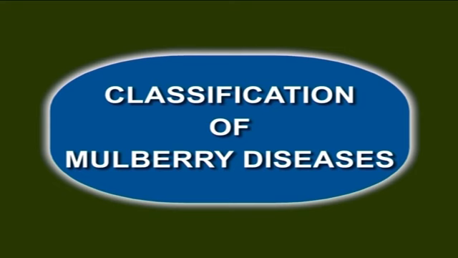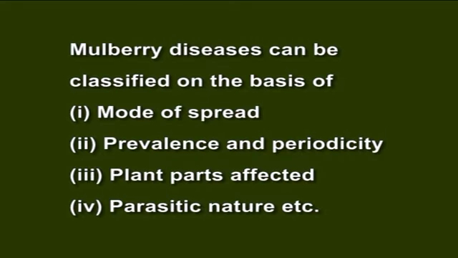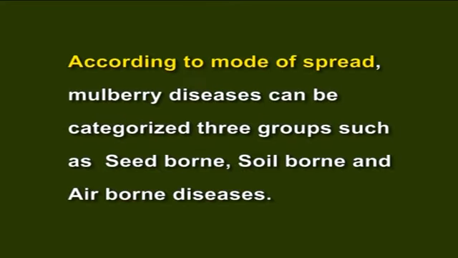Classification of mulberry diseases. Mulberry diseases can be classified on the basis of mode of spread, prevalence and periodicity, plant parts affected, and parasitic nature, etc. Classification based on mode of spread. According to mode of spread, mulberry diseases can be categorized into three groups such as seed-borne, soil-borne, and airborne diseases.